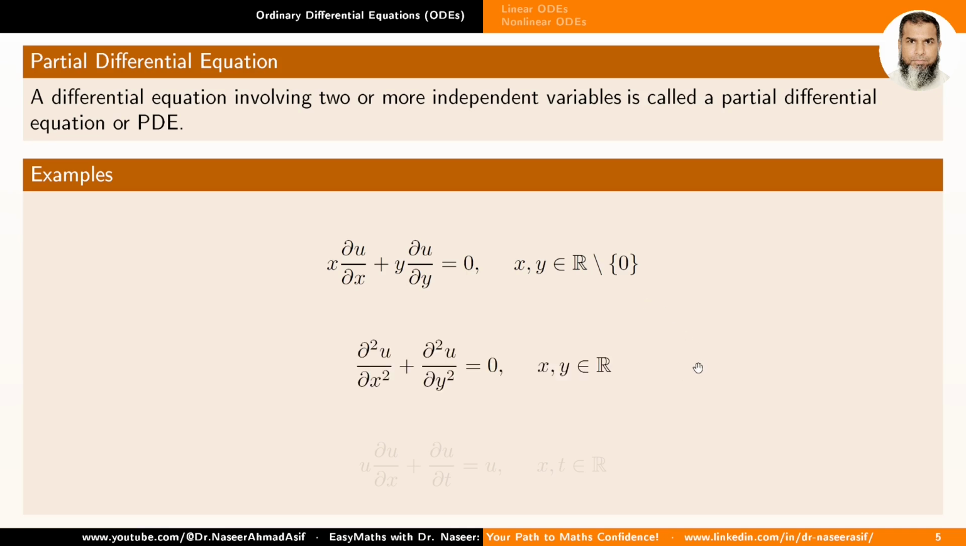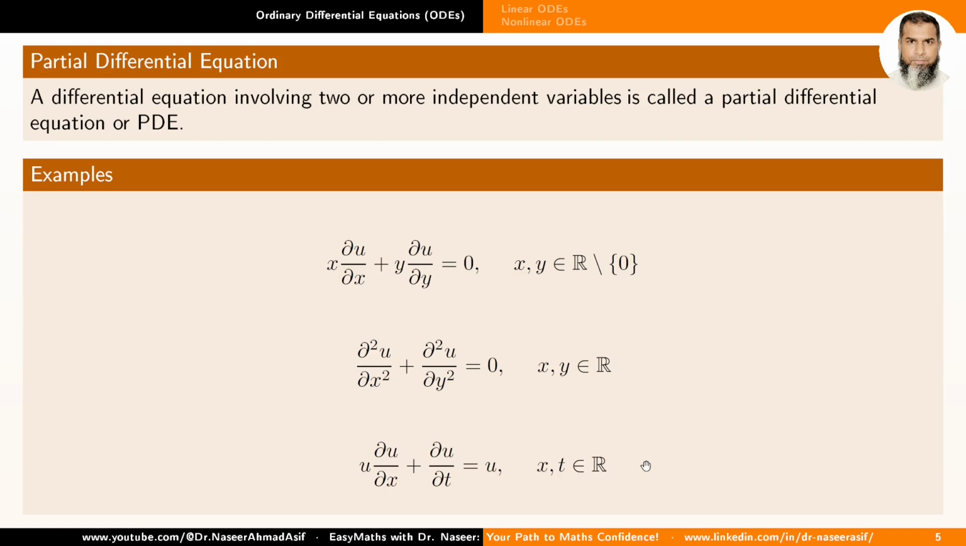We'll see another example. This is partial 2u by partial x square plus partial 2u by partial y square is equal to 0, where x and y belong to R. In this equation, there are three variables x, y, and u. This is the derivative of u with respect to x. This is the derivative of u with respect to y. There are two independent variables x and y. So this is a partial differential equation.